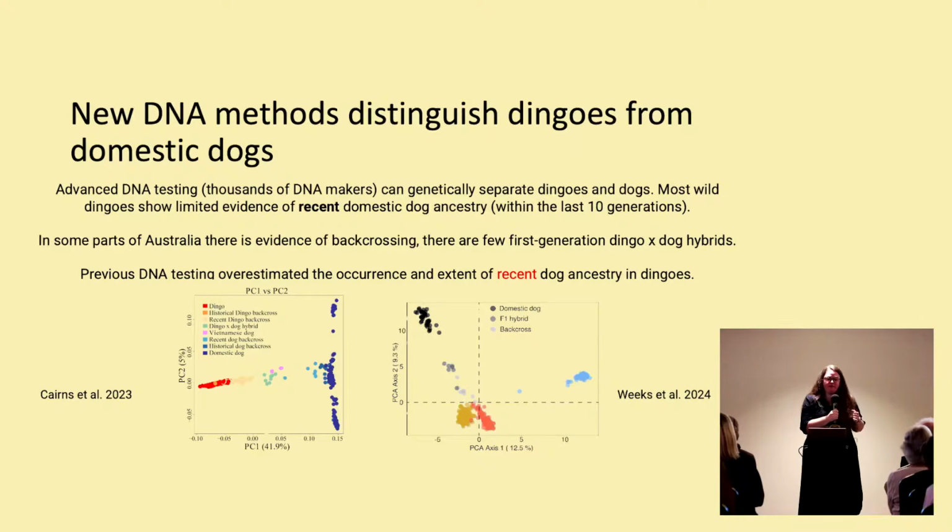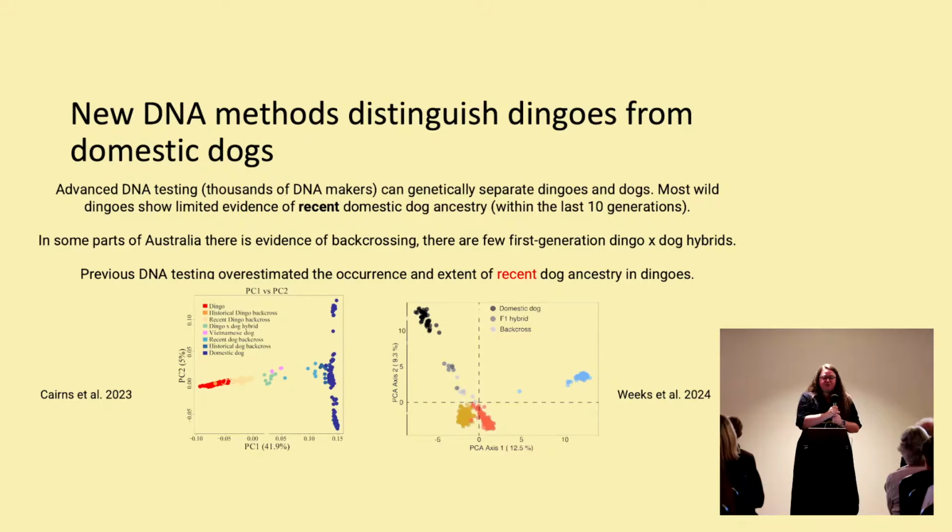Thousands of markers. And what we can see from these figures, where basically the orange or the yellow are dingoes, or animals that are mostly dingo, and the blue or the black in this figure over here are the dogs. What this is showing is that dingoes and dogs are easily separatable using advanced DNA technologies, and also that most wild dingoes show limited evidence of recent domestic dog ancestry. That's within the last 10 generations or so.